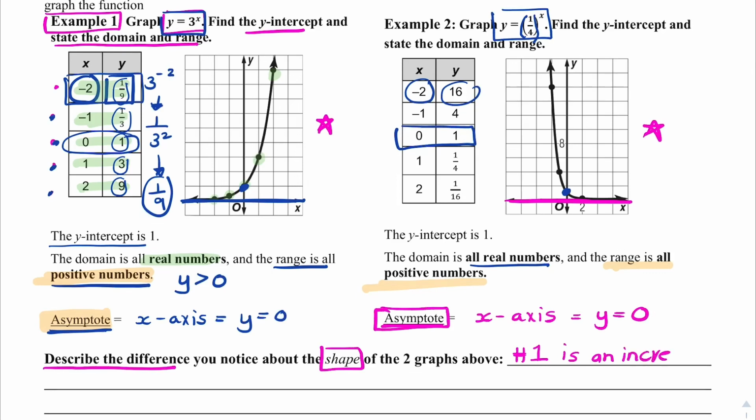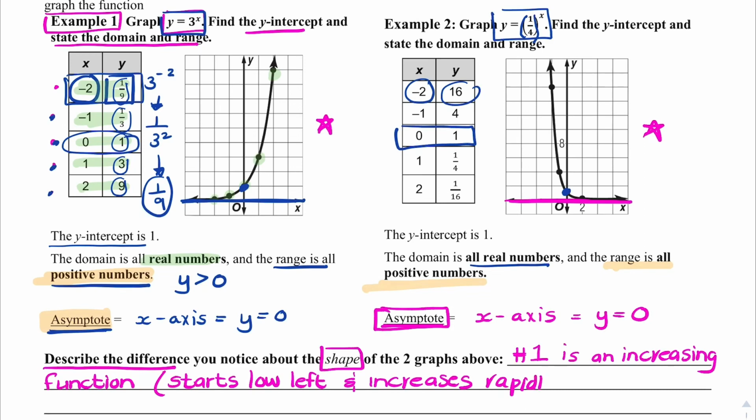So if you could please copy this as you're watching the video. It's an increasing function, which means that it starts, to use very basic language, it starts low on the left-hand side and increases rapidly towards the top right.